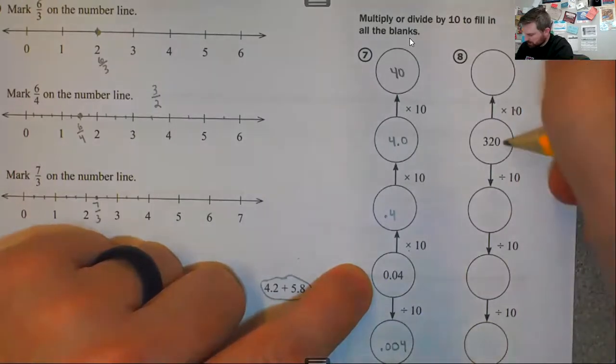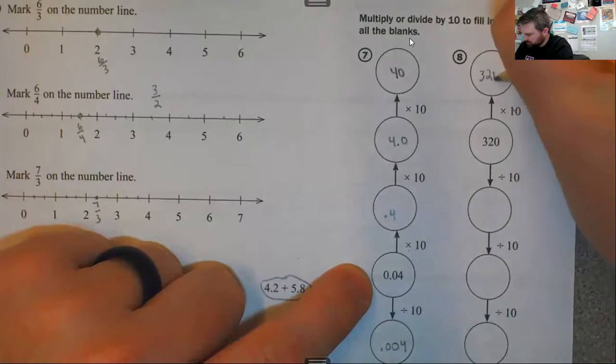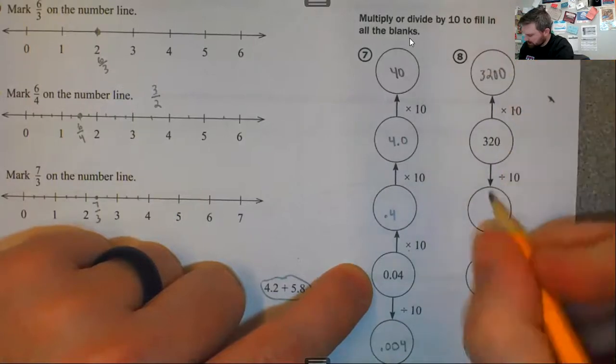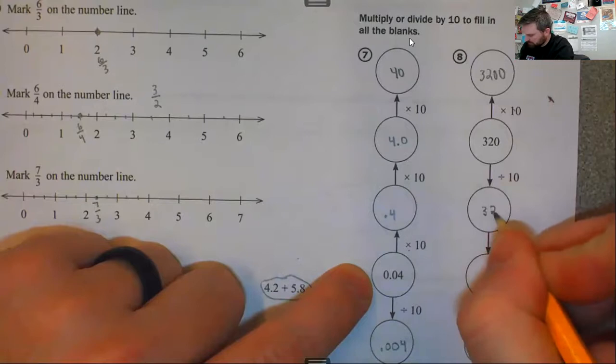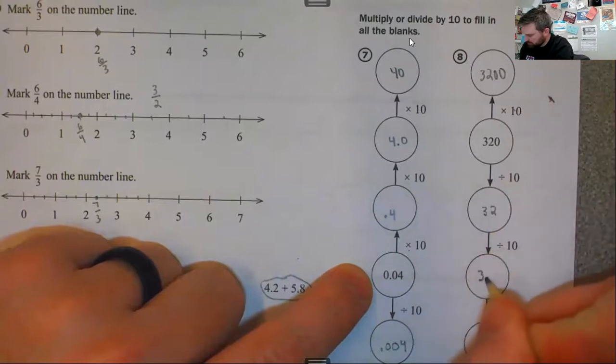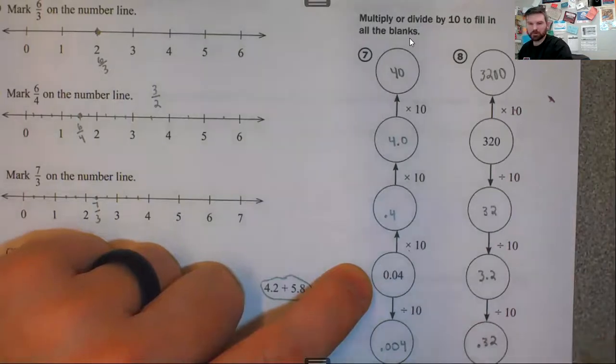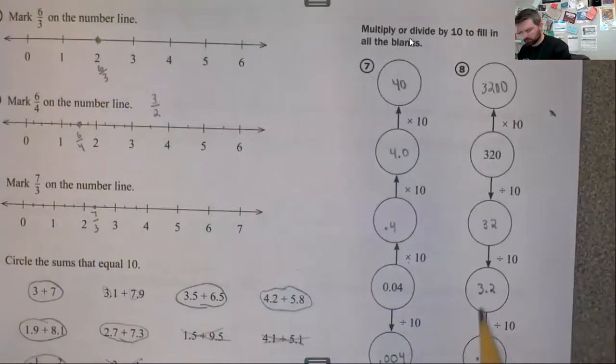Here we're at 320, so multiply by 10, you get 3,200. Divide by 10, you get 32. Divide by 10, you get 3.2. Divide by 10 more, you get 0.32. So it's all about moving that decimal just a little bit.